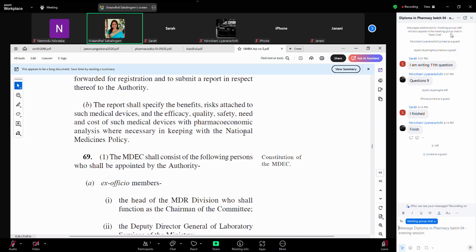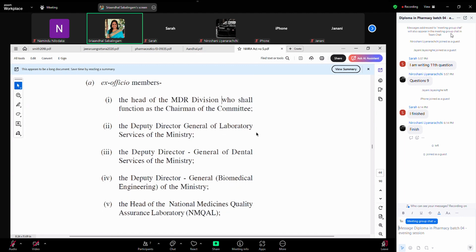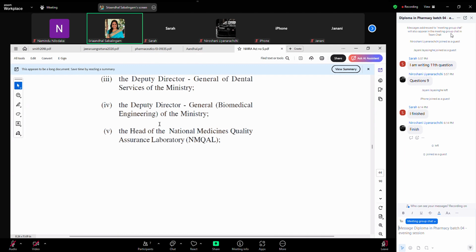It consists of the following members. Again, the head of the Medical Devices Regulatory Division functions as the chairman, and the Deputy Director General of Laboratory Services, because remember this is a device, right? And the dental services, because there are dental devices. Biomedical engineering, right? For example, if you are using any blood testing strips or kits, used for the COVID test or dengue test or whatever kits, used for analysis purposes, usually they come under biomedical engineering techniques. So anyone from there, and the head of the NMQAL, right?